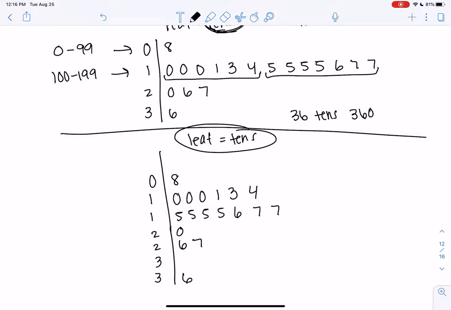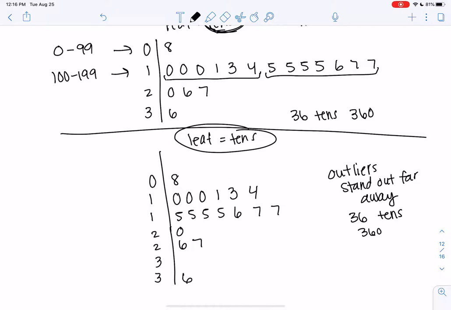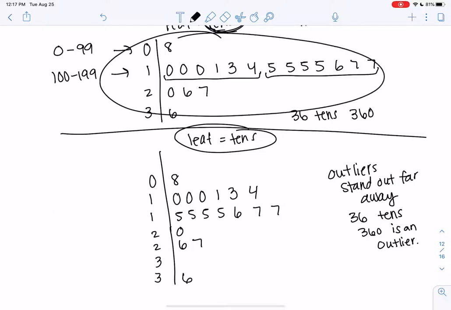And so let's see, what are outliers? So outliers are things that stand out as far away. I don't really see outliers in the first graph, which is why I redrew it. But now the 36 tens, or 360, looks like an outlier. Notice it's kind of away from the rest. We're going to formally define outlier later in the semester, but we're gonna use that word a lot. It just kind of stands out from the rest of the data. And I don't think I was able to see it in this version of the graph.